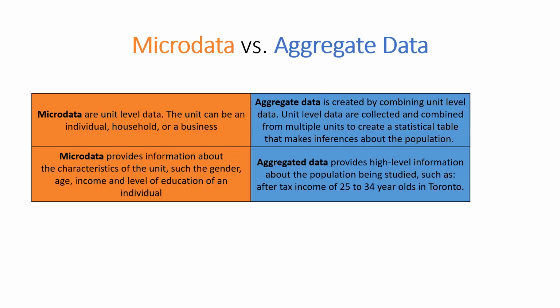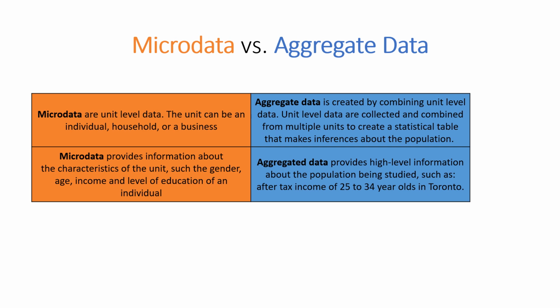Microdata are unsummarized data, or raw data. An example of microdata that we interact with daily is weather data. Each record in a microdata set represents a unit. In the case of weather data, it is a weather station. In the social sciences and health sciences contexts, the unit is usually a person, but it can be a business, institution, or a household. Microdata provides information about the characteristics of the unit, such as the gender, age, income, and level of education of an individual.